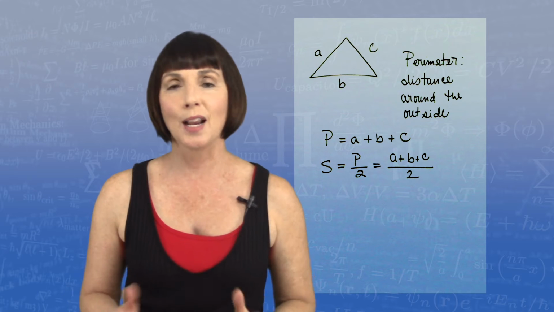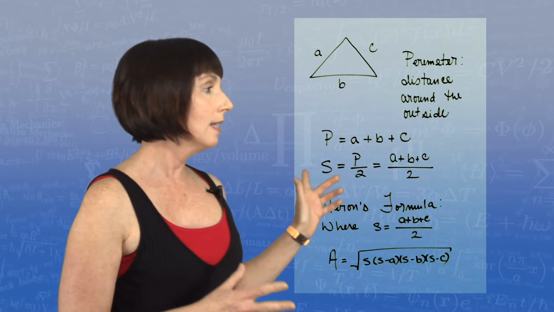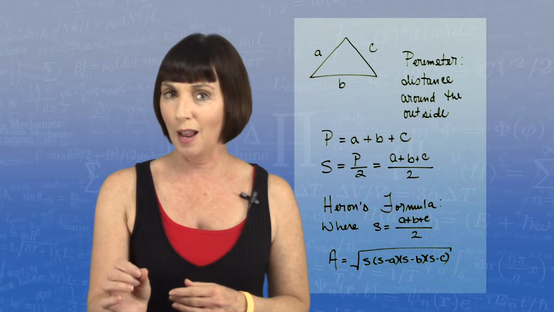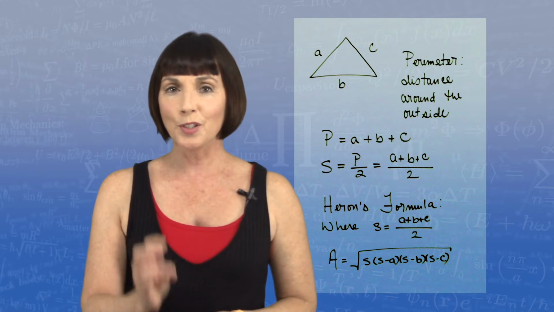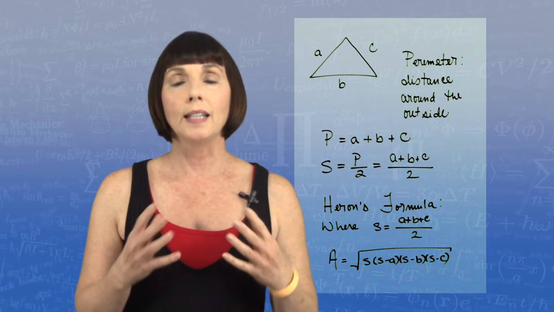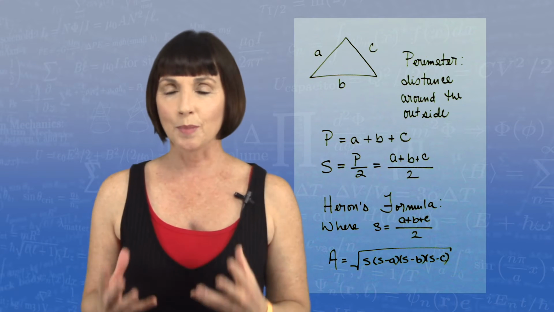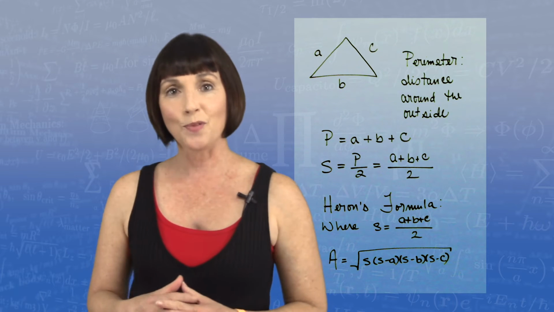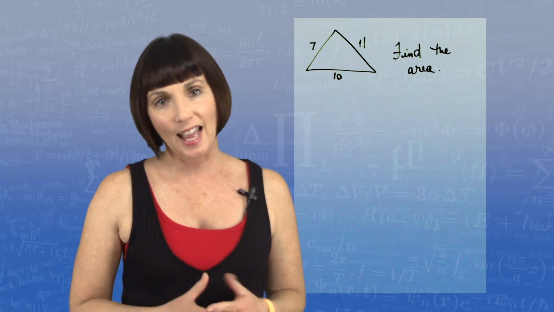Okay, so here's Heron's formula. Where S is equal to A plus B plus C over 2, that's half the perimeter, the area of the triangle will be the square root of S times the quantity S minus A times the quantity S minus B times the quantity S minus C. That is Heron's formula. Let's take a look at an example.